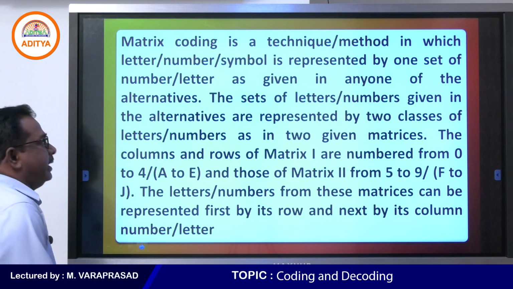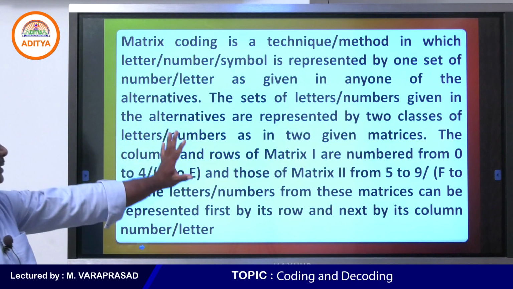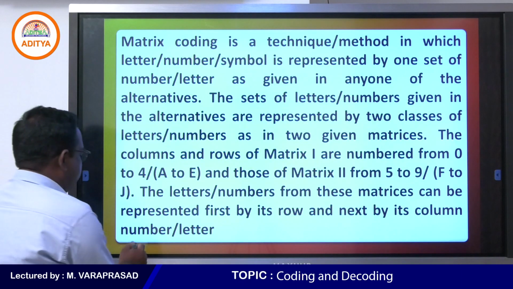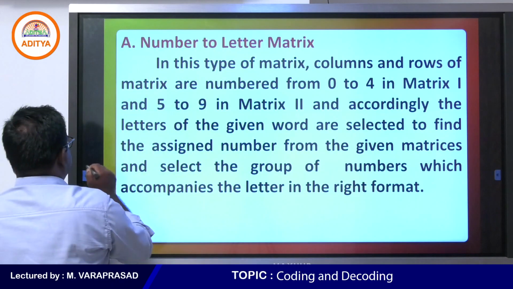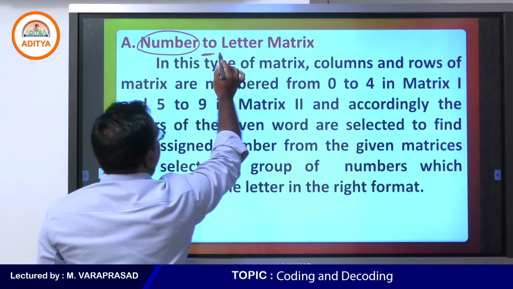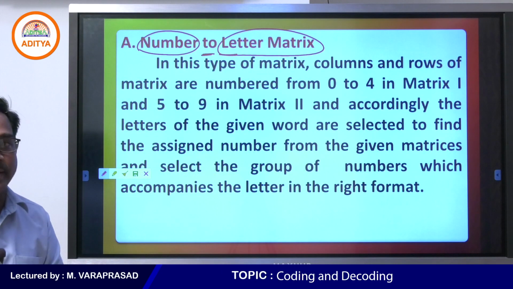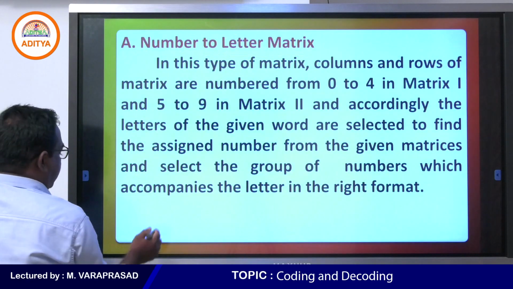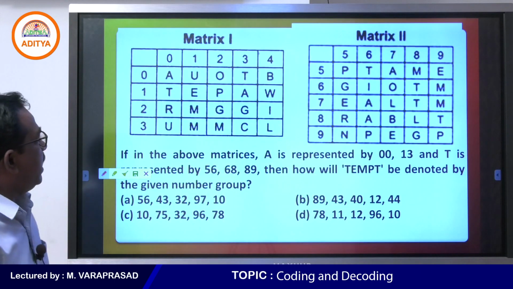Two matrices will be there. Generally, this is the representation of matrix coding. Matrix 1 will be there, matrix 2 will be there, and first you will find number to letter matrix. First we can find matrices. Now see, here number to letter matrix.